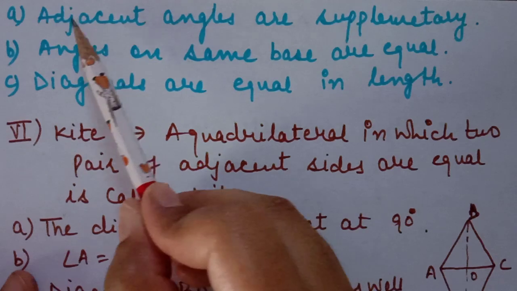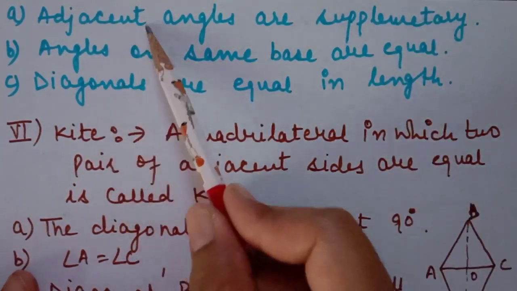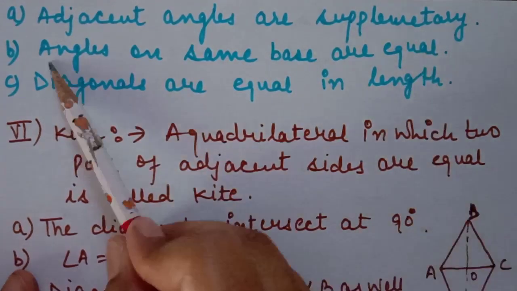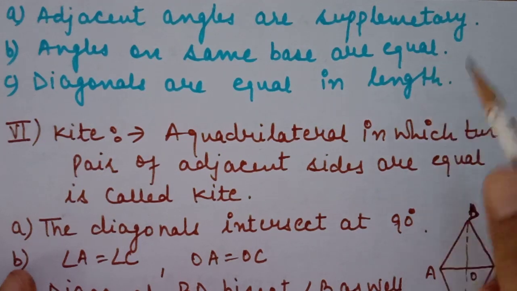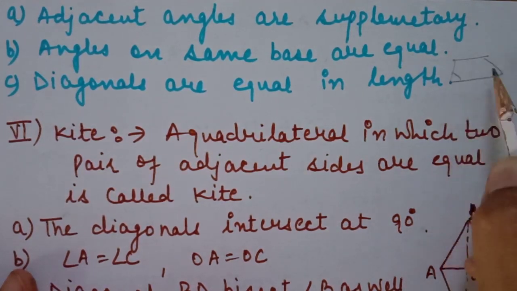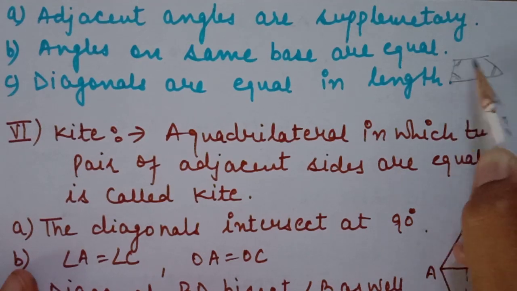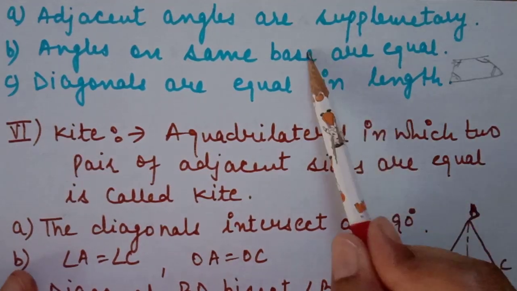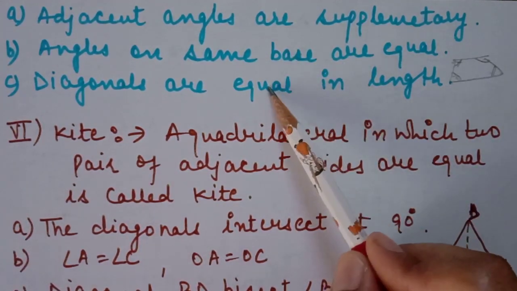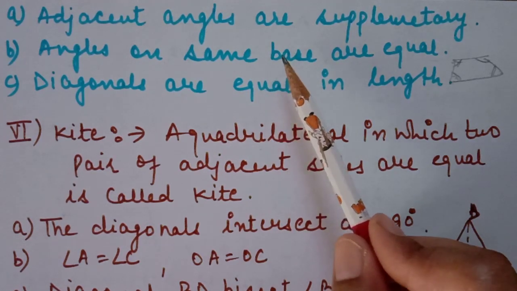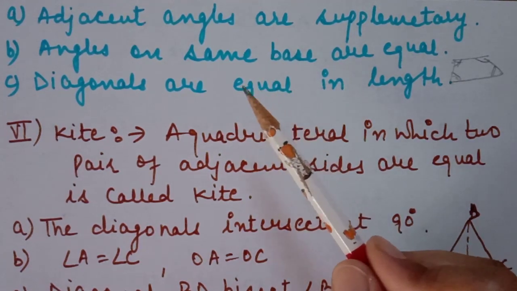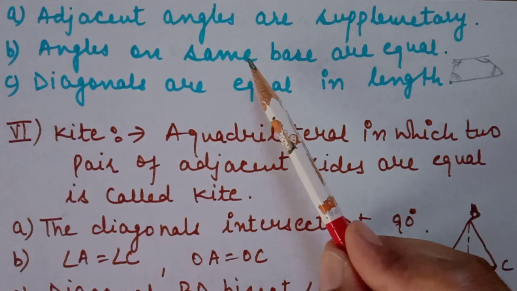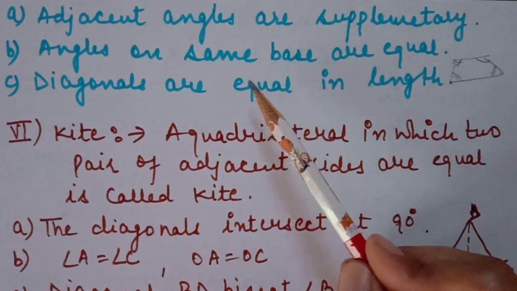If two non-parallel sides of a trapezium are equal, then it is called an isosceles trapezium. Other properties of an isosceles trapezium: adjacent angles are supplementary, same as in a trapezium. Angles on the same base are equal. It means if we have a trapezium like this, the two angles on the same base are equal to each other, and the other two angles are equal to each other, and diagonals are equal in length. Students, these two special properties are only for an isosceles trapezium. In a simple trapezium, base angles are not equal and diagonals are also not equal. In an isosceles trapezium, base angles and diagonals are equal.